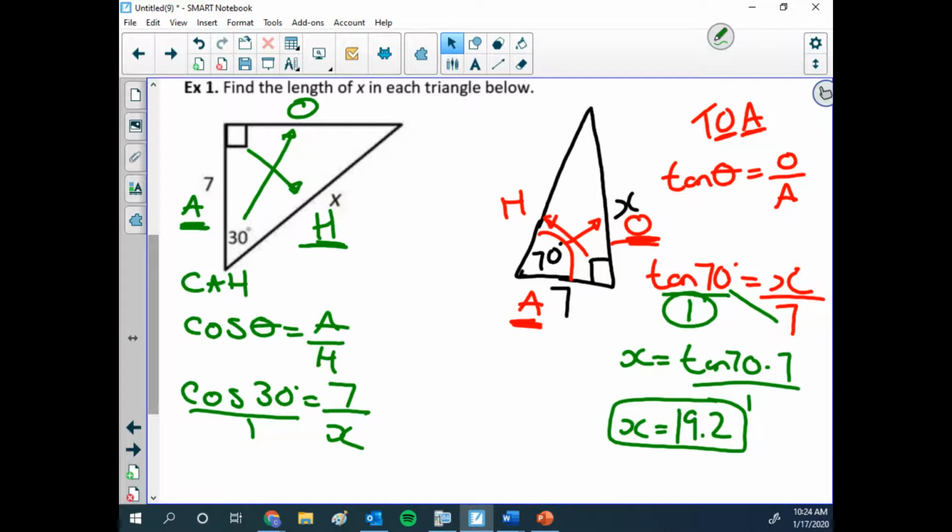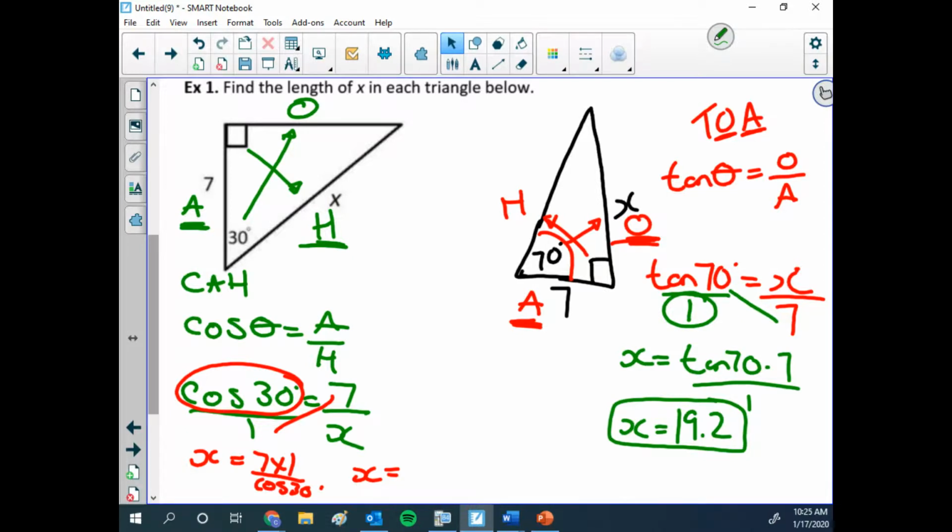Now, if I set it up like that, I should be able to see that my two numbers that are diagonally across from each other are 7 times 1. So to solve for x, I go 7 times 1 and divide by the number I haven't touched yet, which is cos of 30 degrees. That's why it's important to set up that invisible one so you can cross multiply. I could technically multiply by x on either side and then divide by cos 30. That would work as well.